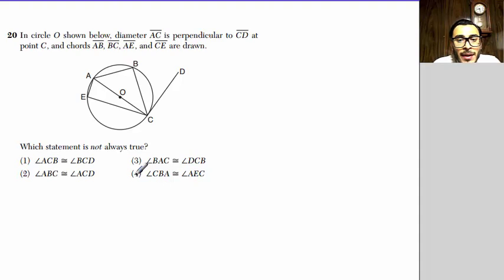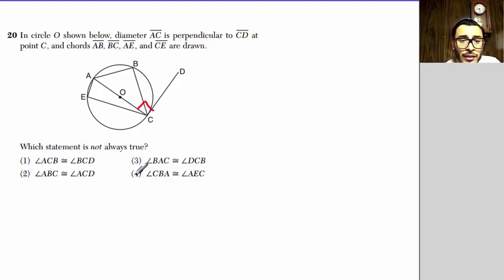All right, number 20. Which statement is not always true? So far, we know that AC is perpendicular to CD. So we know that this is 90 degrees. But we should have known that already because you had a tangent and a radius there. Anytime you have a tangent radius relationship, you know that angle is going to be 90 degrees. All right, so we're going to have to go process of elimination here.